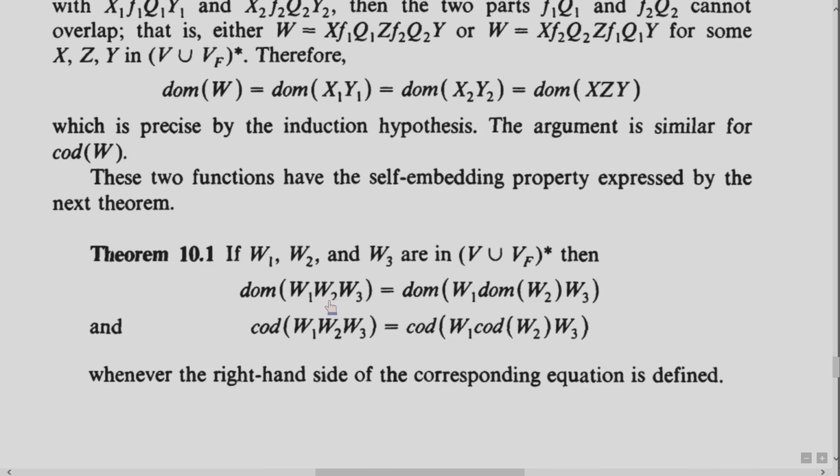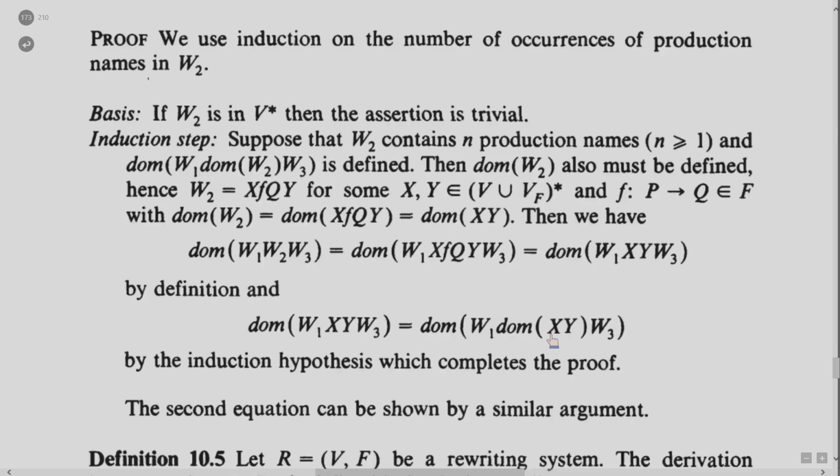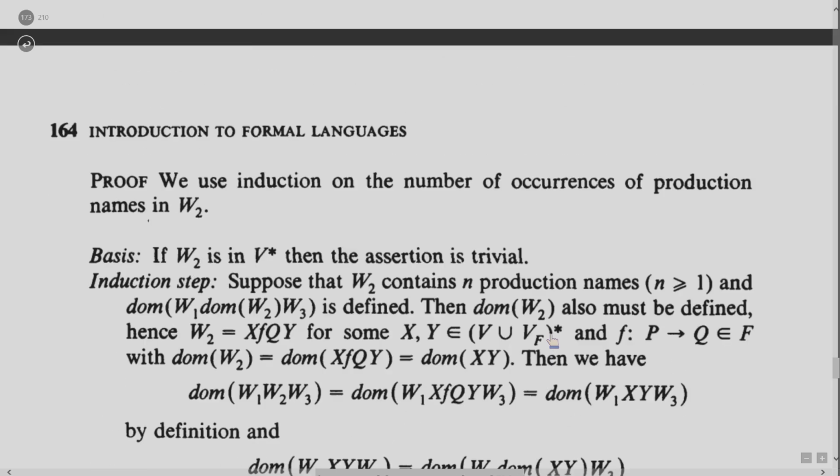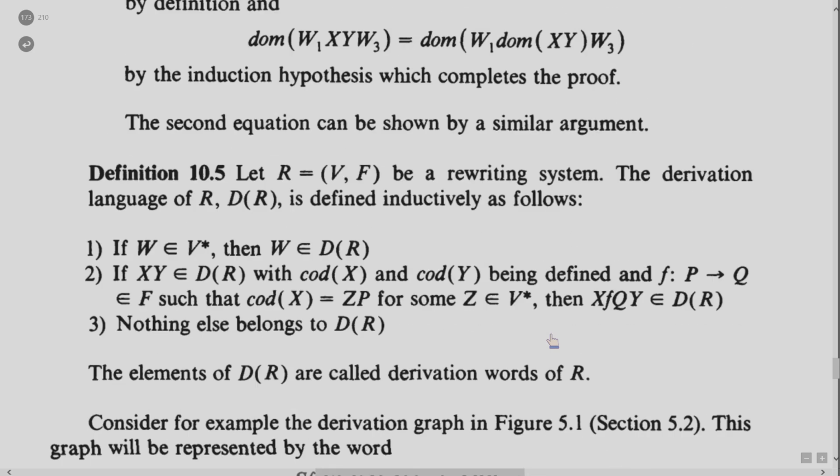Next, we can extend these rules to a larger string. For example, we are having a string containing three substrings W1, W2, W3. So finding the domain of this larger string is easy now. First you find the domain of the middle word, and after concatenating it with the remaining words W1 and W3, find the domain of it. Similarly, codomain also can be calculated in the same way.